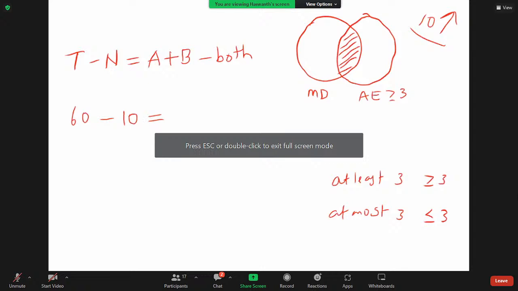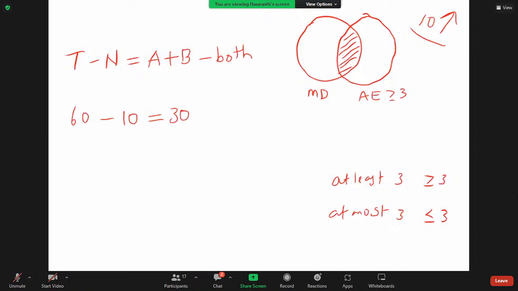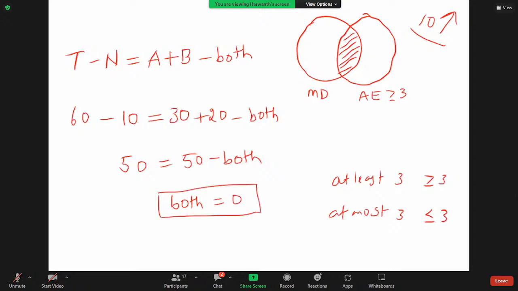30 have master's degree, so set A value 30. 20 have experience of at least 3, so set B value 20, minus both. So 50 is equal to 50 minus both, from which we get both as 0. There is no candidate with both experience of at least 3 and master's degree. So this is one way to solve problems here, taking this formula. Understand the remaining terms, then calculate what is required.